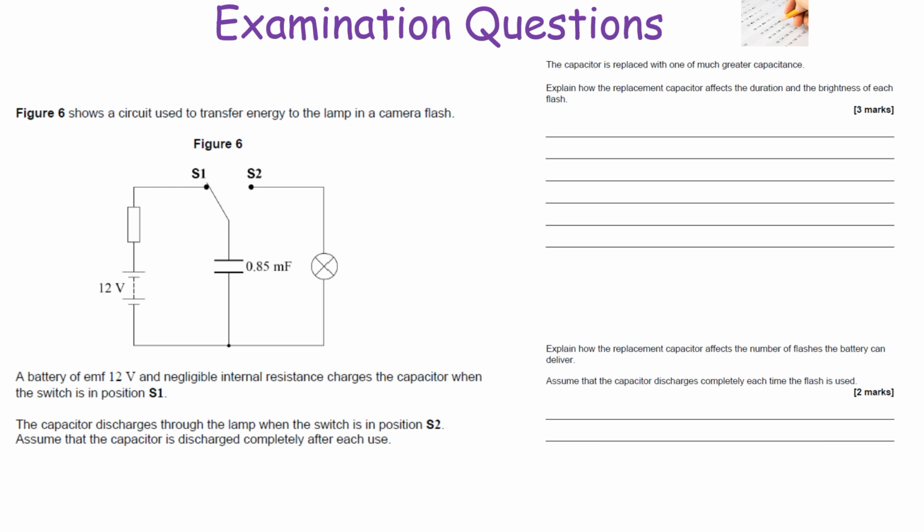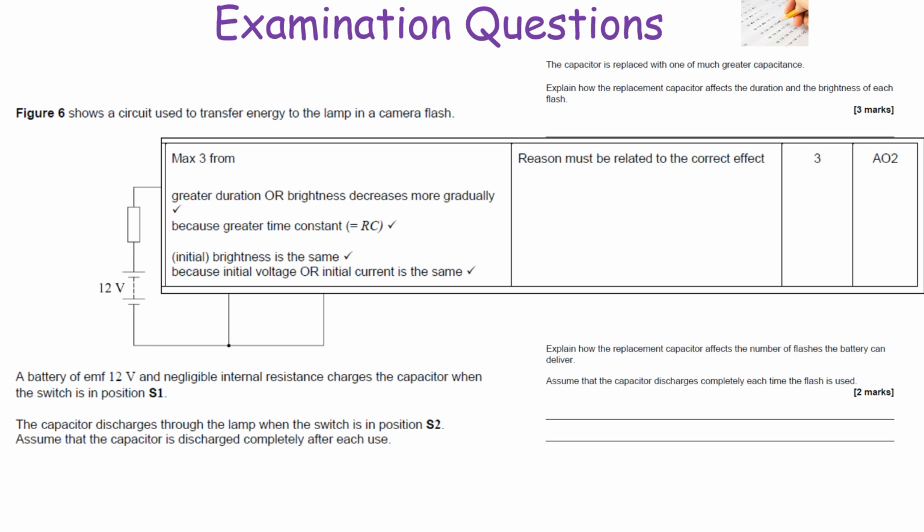Right, so how will the replacement capacitor affect the duration and brightness of each flash? Well, you've got a much greater capacitance, so you've got a greater duration, or the brightness will decrease more gradually because you've got a greater time constant, so it'll take a longer time to charge and also a longer time to discharge. So whilst the initial brightness is going to be the same, it's going to be brighter for longer, because the initial charge in your capacitor is the same, but the time it takes to discharge is longer.